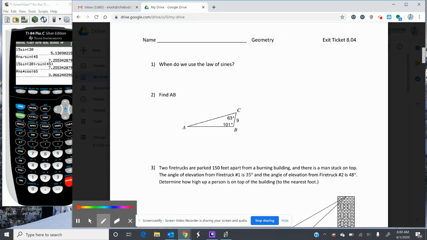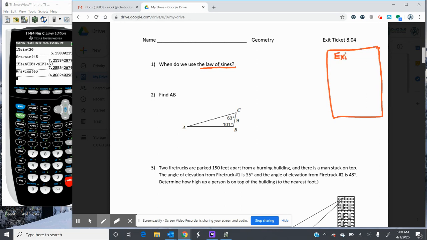When do you use the law of sines? So if you want to pause the video, go back up to the beginning. I would like an answer for that. And if you're answering this just on loose leaf paper, what I'd love you guys to be doing is kind of labeling what you have. So when I'm looking at this to grade it, I'll see the exit ticket correctly.